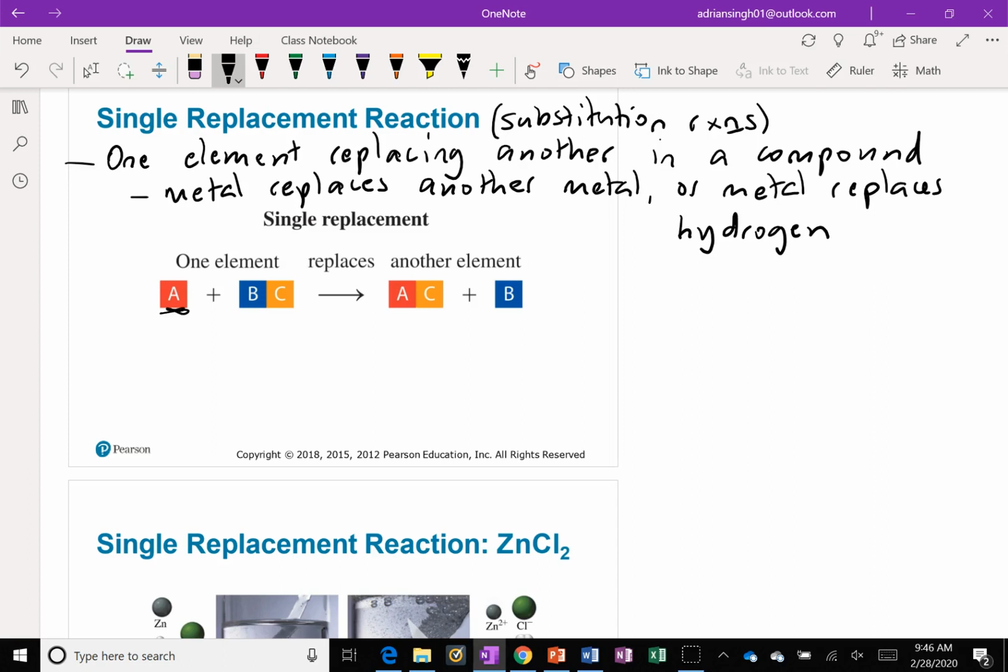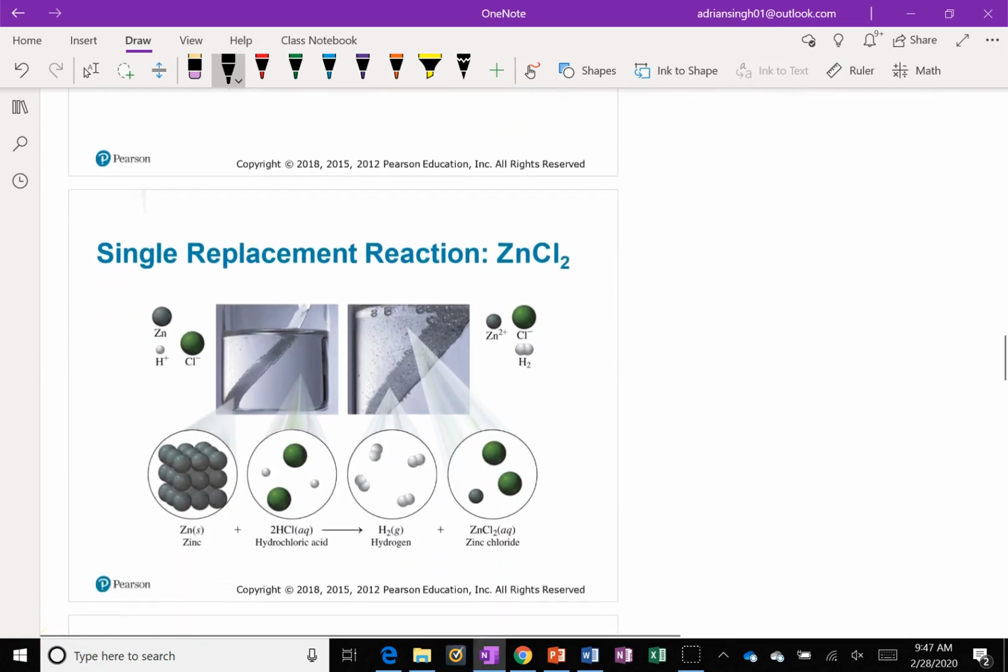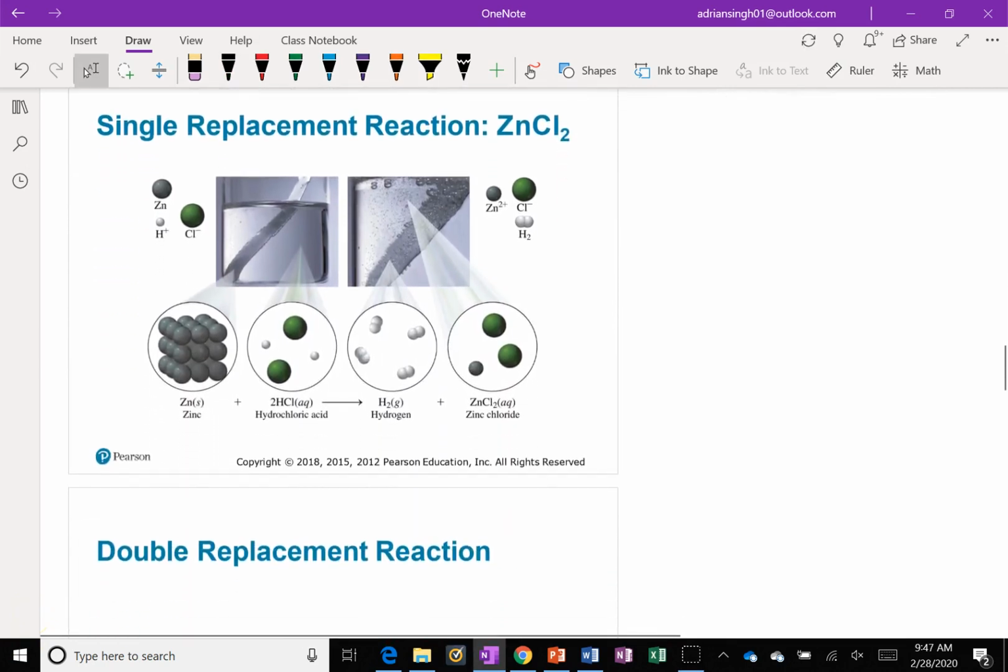If we have one element and we have a compound, right, this element A here can come in and kick B out, so now B ends up being on its own, and we make a new combination between A and C. So as a specific example of a single replacement reaction, this one may look familiar to you as something you did in the lab.